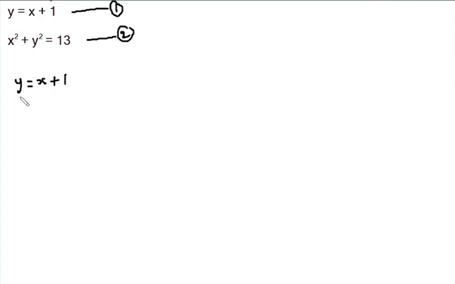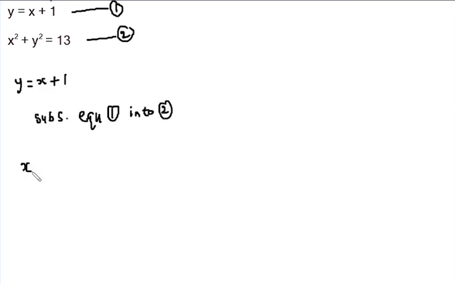Once you find the linear equation, like we've done here, you make a variable the subject of formula. So from here already, we have y is equal to x plus 1. So y is already the subject of formula. After making the variable the subject of formula, you have to substitute the value into the quadratic equation. So I'll be substituting equation 1 into 2.